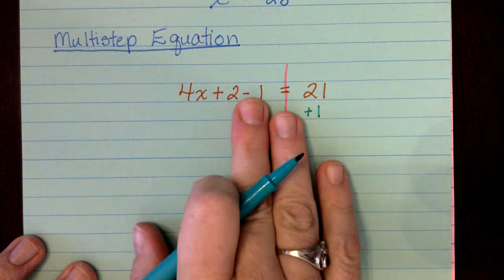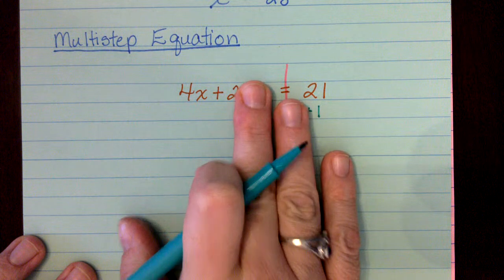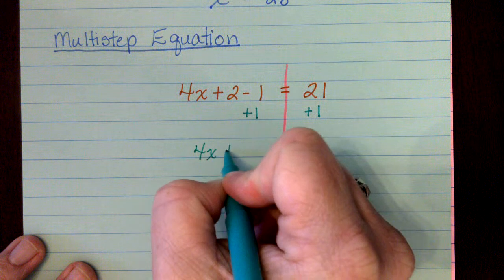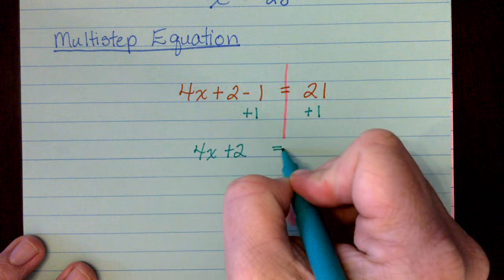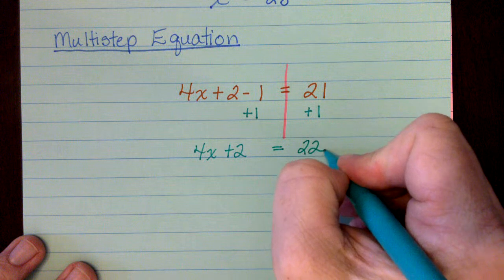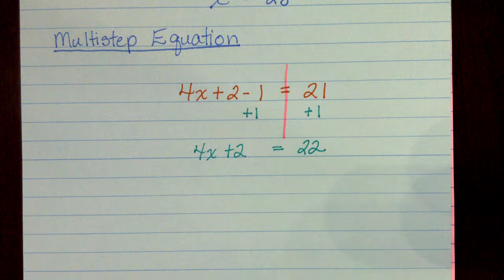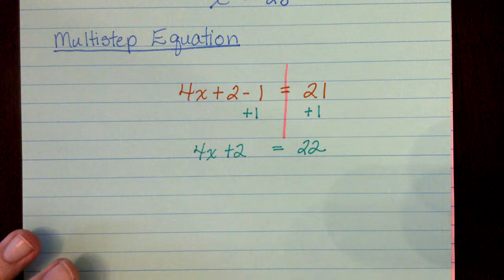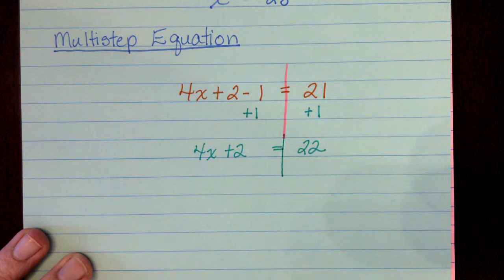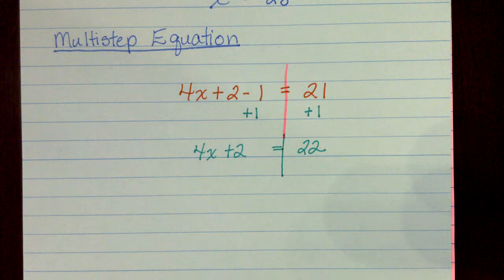Now remember, this cancels out the 1, so it's the same as a 0. So I don't have to put it down. It's 4x plus 2 equals 21 plus 1 is 22. Now, that's the first step. Again, I'm still dividing this by the equal sign, and whatever I do to one side of the equation, I have to do to the other side of the equation to keep them equal.